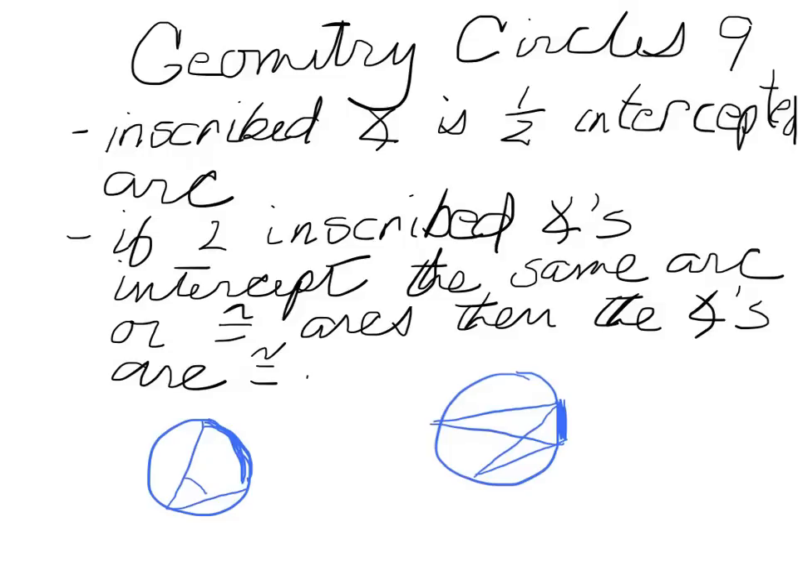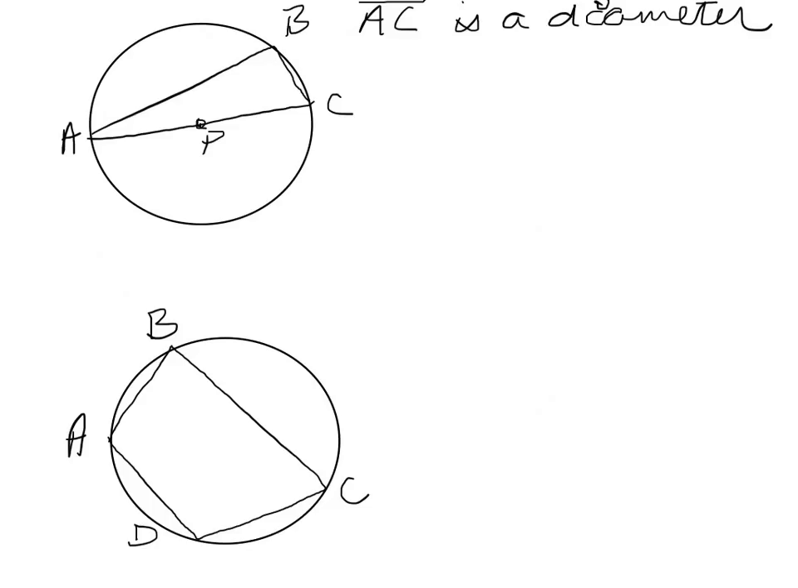Next slide, I'm going to talk to you about the new theorems. So the first theorem occurs when you have a diameter, and in our circle here, AC is a diameter and the circle is circle P. And then what happens is if you have an inscribed angle where the 2 points that it intersects the circle are endpoints of a diameter, then that means the inscribed angle is always a right angle.